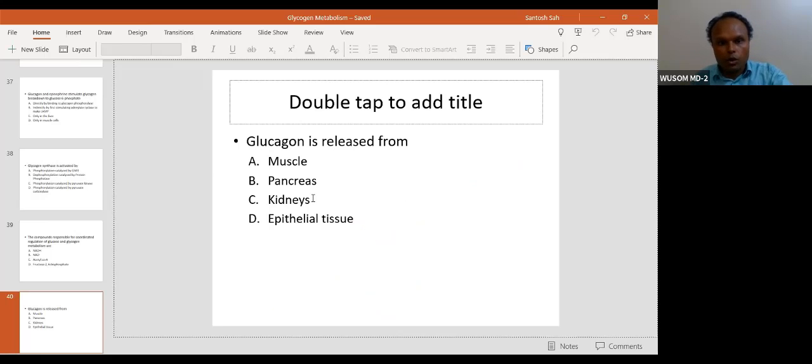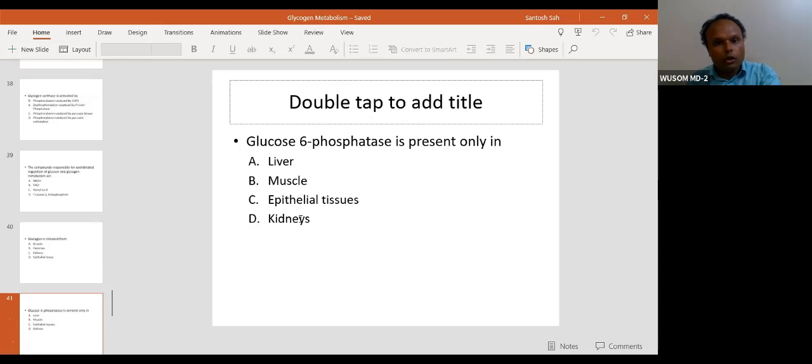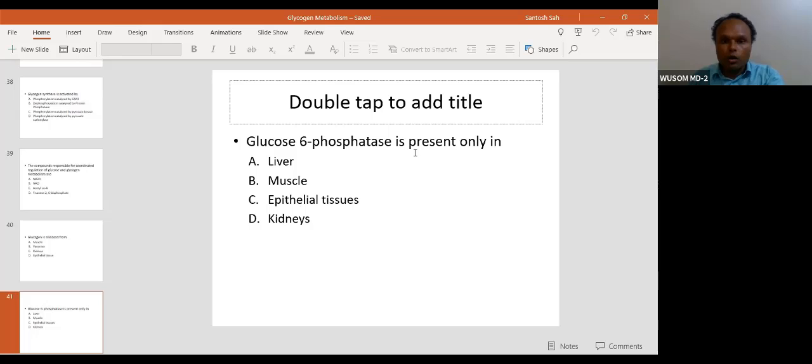Glucagon is released from the pancreas. Insulin and glucagon are both released from the pancreas. Glucose 6-phosphatase is present only in the liver.